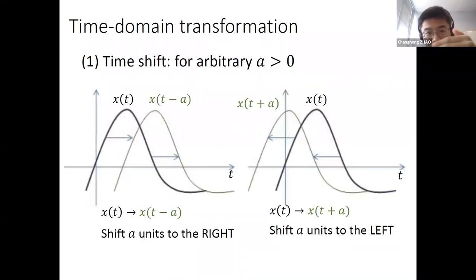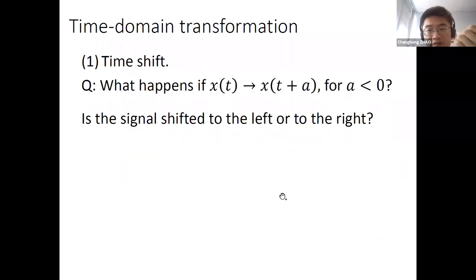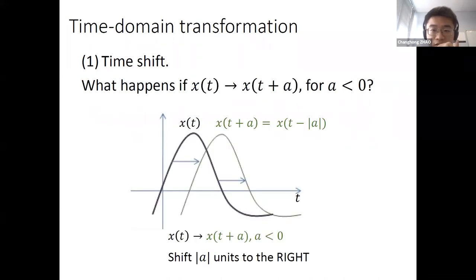So in this slide, we look at the case a larger than 0. But what happens if we have a negative number a? What happens if we change from the signal x of t to x of t plus a for a negative number a? Is the signal shifted to the left or to the right? Actually, the answer for this question is that we are shifting it to the right.